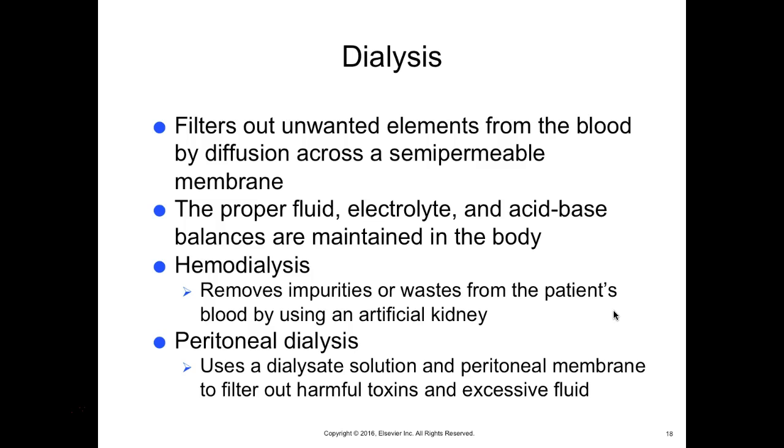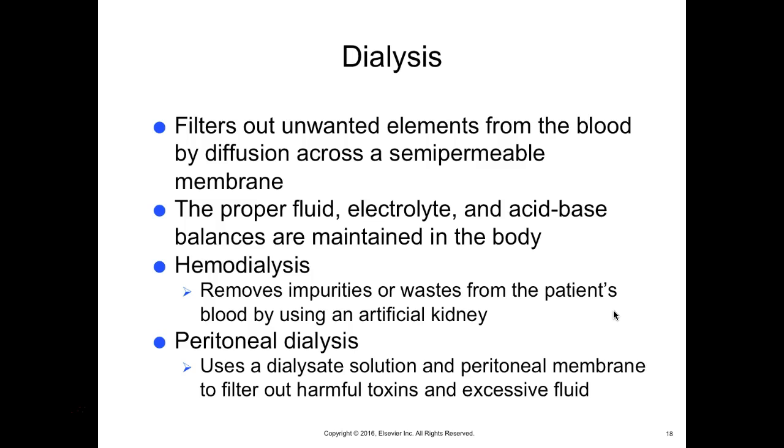So the proper fluid, electrolyte, and acid-base balances are maintained in the body. And so that's why we would have to use an outside form of dialysis, either hemo or peritoneal. So hemodialysis removes impurities or waste from the patient's blood by using an artificial type kidney. So what happens with hemodialysis is the blood moves out of the body, goes through a machine, is cleaned, and then returned to the body.